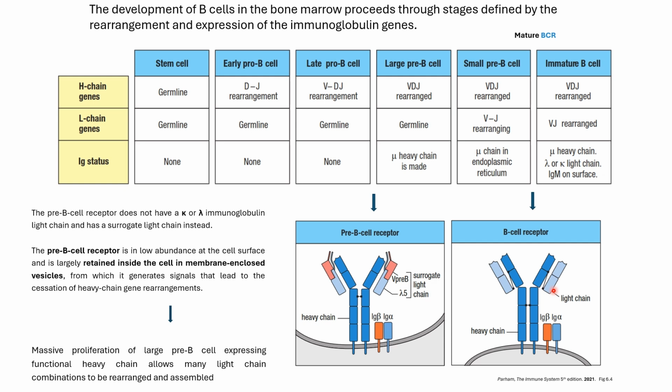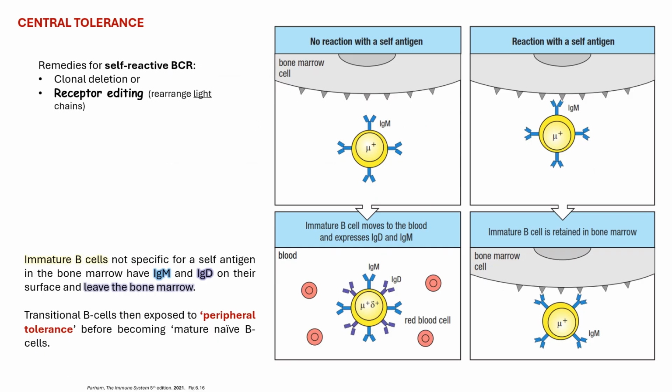So there needs to be a screening process, and we call that negative selection. There needs to be a screening process to get rid of any self-reactive B cell receptors. And actually, it's not the receptor that is gotten rid of, it's the B cell that produces that receptor. If that receptor is self-reactive, then the B cell that makes that receptor will be deleted. And this negative selection at this stage is called central tolerance. It's called central because it happens in the bone marrow.